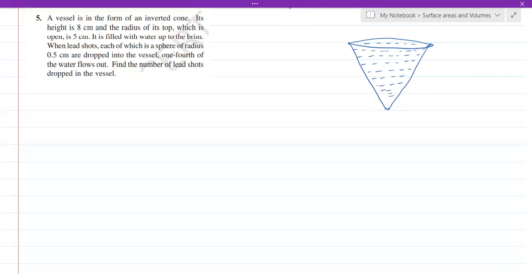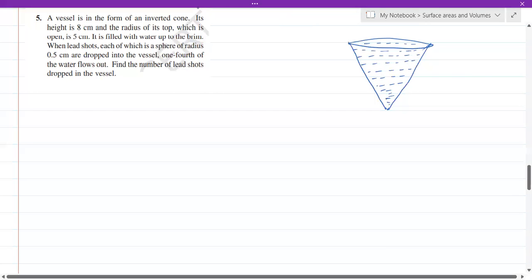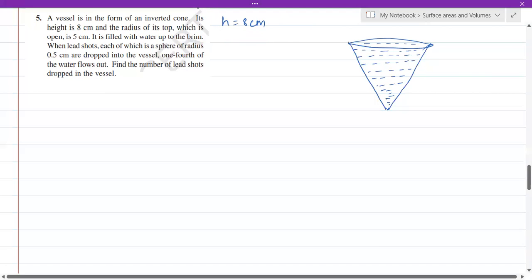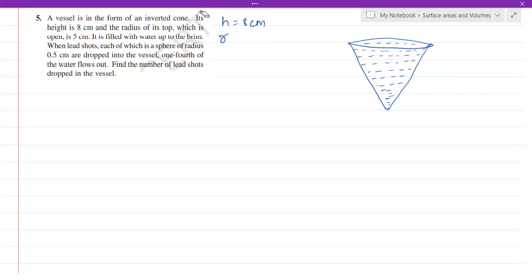Now, the dimensions of this inverted cone: the height is 8 centimeter and the radius of the open end is 5 centimeter. And there are two radii. One radius is the radius of the cone and the other one is the radius of the sphere. So let me take capital R, where capital R is the radius of the cone, which is bigger. Let's take the small r as the radius of the spheres, which is 0.5 centimeter.